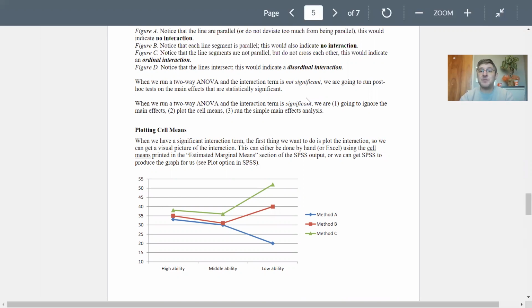If we have a between subjects factorial ANOVA and the interaction term is statistically significant, we're going to ignore the main effects. We're going to plot the cell means and run a simple effects analysis.